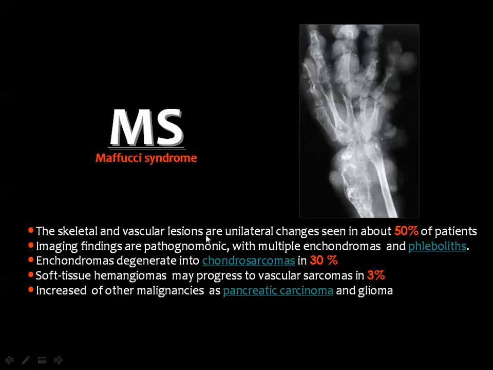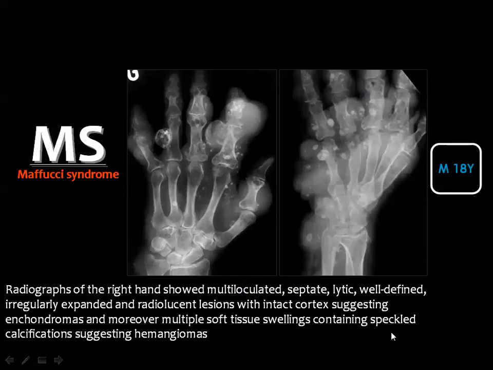The skeletal and vascular lesions are unilateral in about 50% of the cases. The vascular lesions are identified by the detection of phleboliths. Enchondromas are multiple expanding lesions in the bones with matrix calcification, as you all know. Enchondromas in Maffucci syndrome and Ollier disease may be complicated by chondrosarcoma in about 30% of the cases. Then this disease may also predispose to an increased incidence of other malignancies like pancreatic carcinoma and glioma.